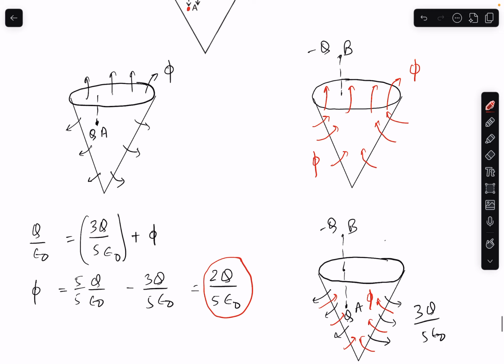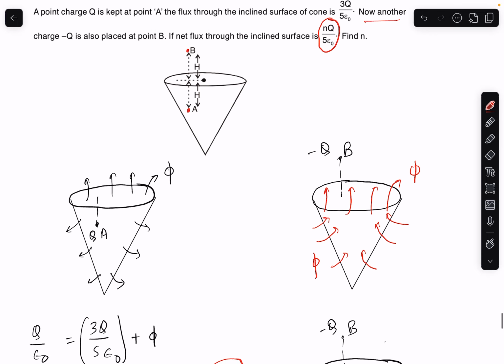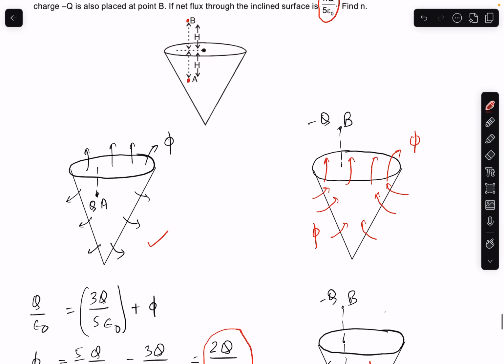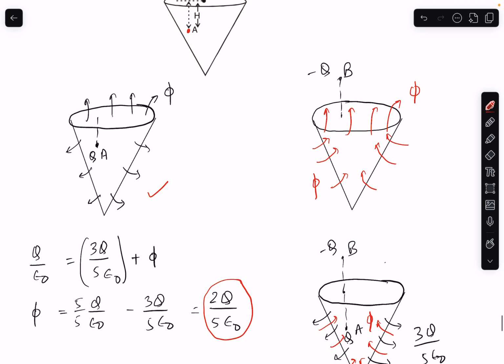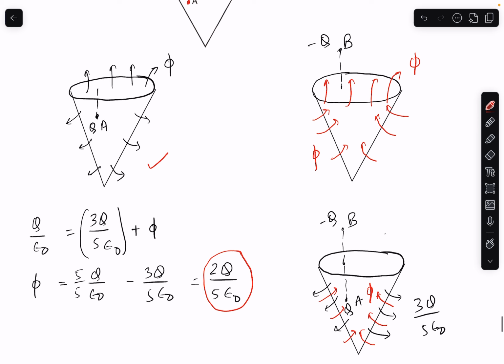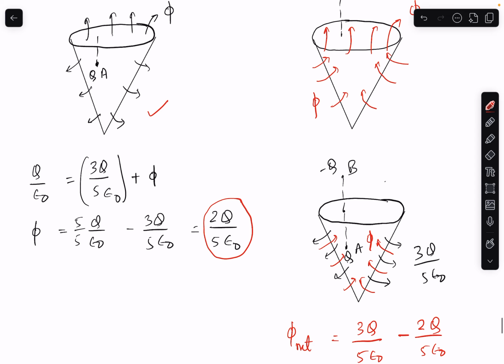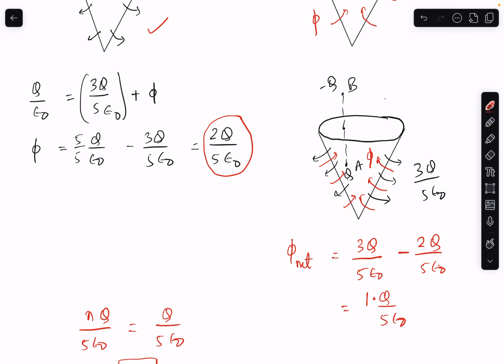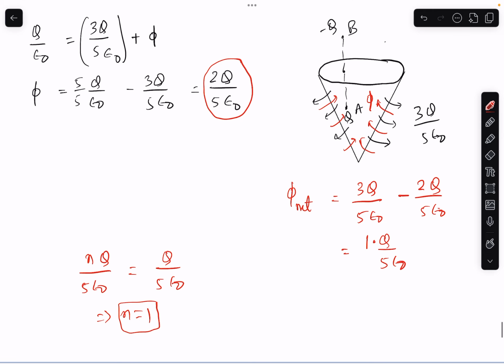So you can have a look at once. This was the problem. Here we first considered only the charge A, and from there we calculated the flux phi only due to the charge q passing through the circular surface. Due to symmetry, the same orientation and same distance of the negative charge at point B from the circular surface, the same flux phi is also crossing the circular surface, and the same flux phi must cross the inclined surface. So that is 2q by 5 epsilon naught, in the opposite direction to 3q by 5 epsilon naught. That gives the result q by 5 epsilon naught, and on comparing we get n equal to 1. So that is it.